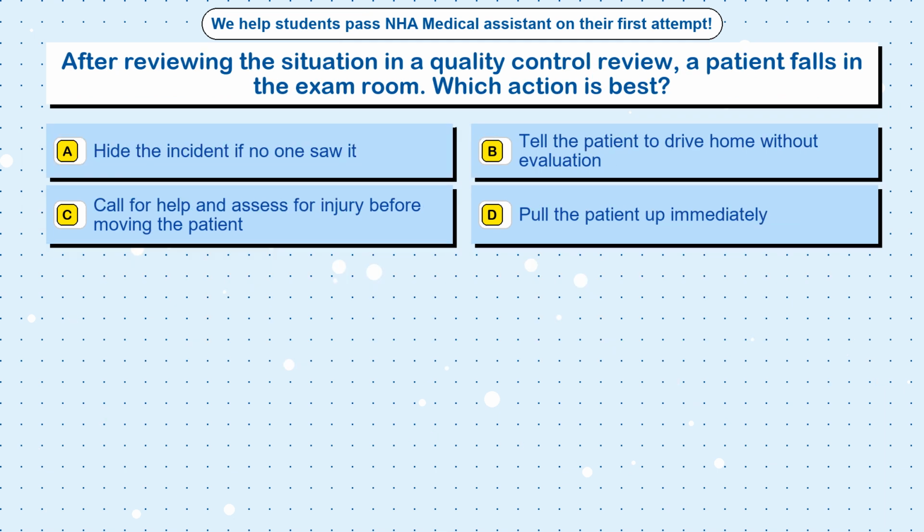Question 86. After reviewing the situation in a quality control review, a patient falls in the exam room.